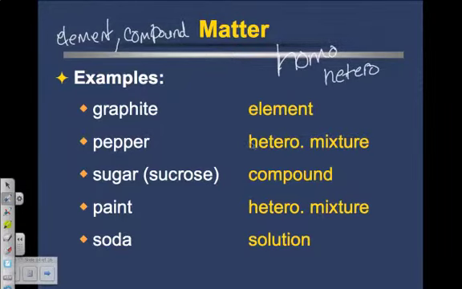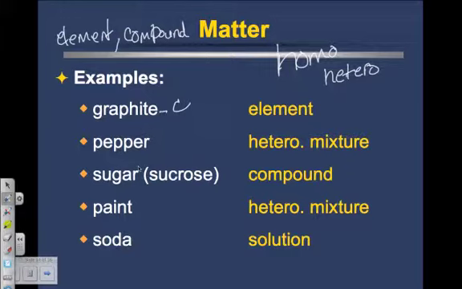So graphite is just carbon. The stuff that you have in your pencils is just made with carbon, so that is just an element. If it's just one thing that you can find on the periodic table, it's an element. Pepper: if you look at pepper, you can visibly see the different substances in there, and it's definitely made with more than one pure substance. So it is a heterogeneous mixture.